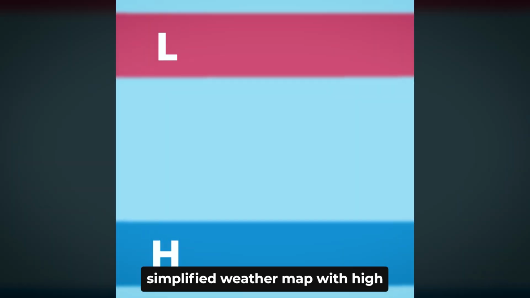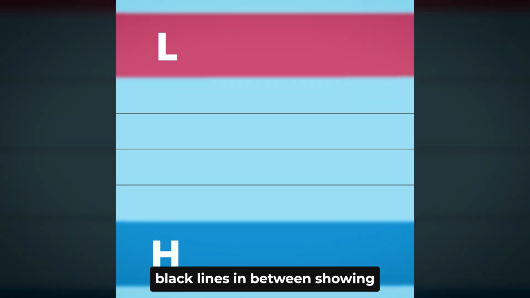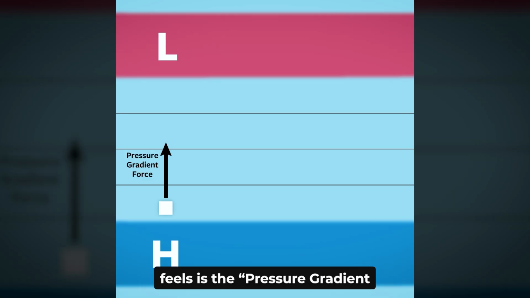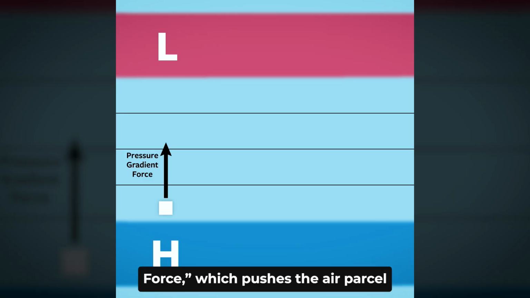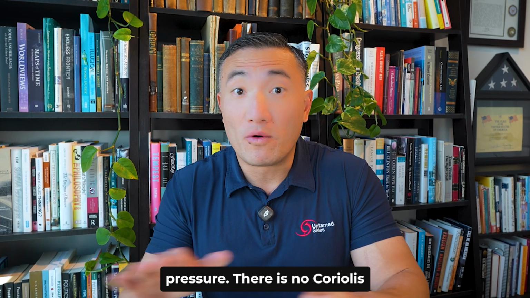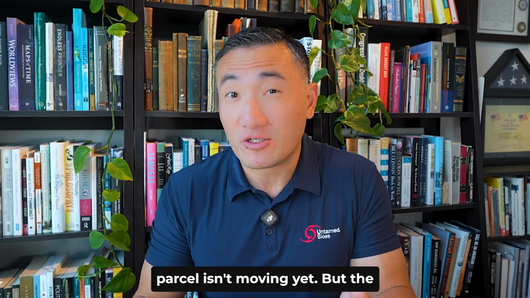If we draw a simplified weather map with high pressure to the south and low pressure to the north, and with the black lines in between showing lines of constant pressure, also known as isobars, then place an air parcel at rest between them, here's what happens when we let it go. Initially, the only force it feels is the pressure gradient force, which pushes the air parcel from high pressure toward low pressure. There is no Coriolis force at first because the air parcel isn't moving yet.